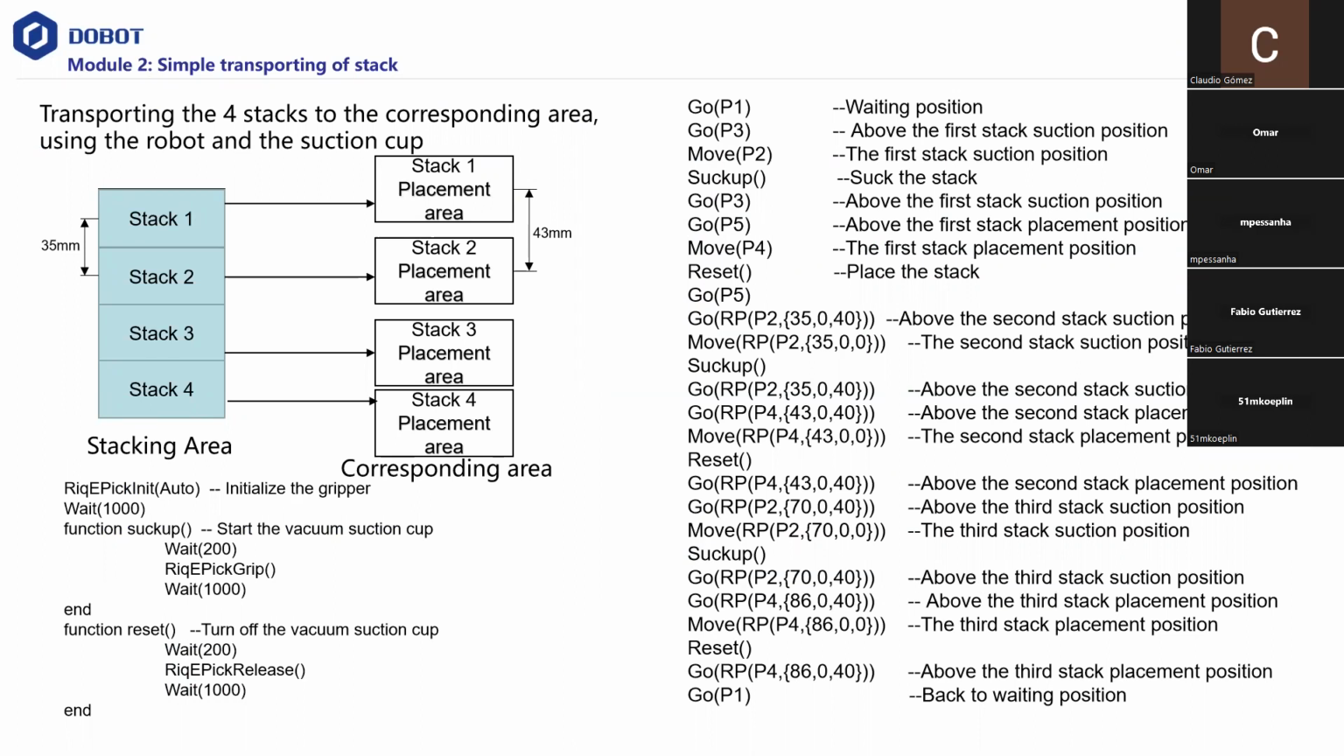What is this? Transport the 4 stacks to the corresponding area using the robot and the suction cup. This is the stack area, stack 1, 2, 3, 4, and you want to put them to the corresponding area, which is here: stack 1 placement, stack 2 placement area, stack 3, stack 4. This is the program that you use.